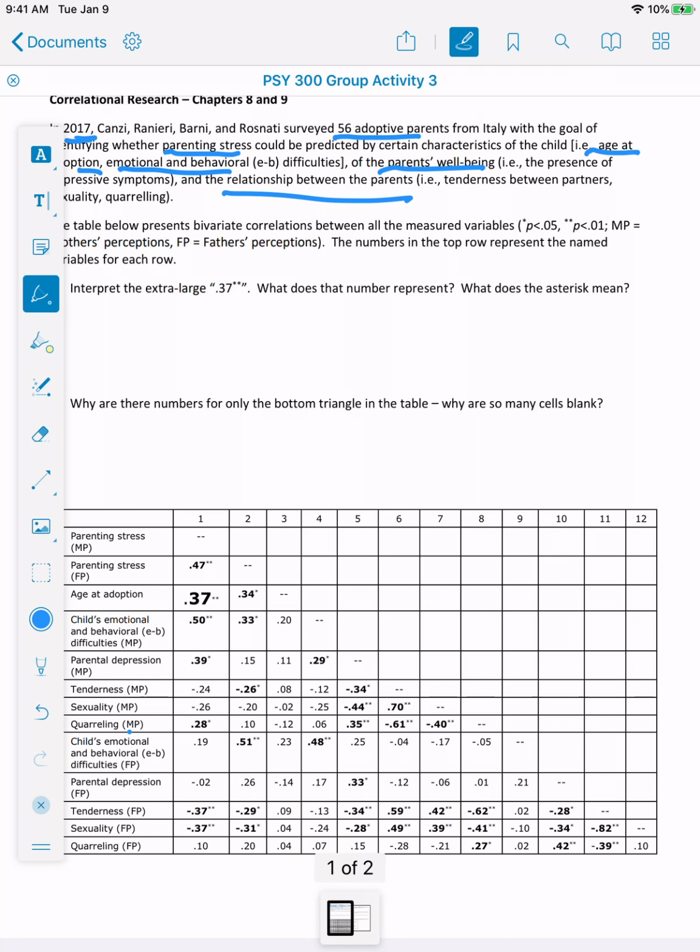If you notice, none of these measures can be manipulated. I do not have experimental control over the depressive symptoms of the parents, or the parents' well-being, or the age or emotional difficulties of a child. That's why this is an association claim. I can measure all of these things. I cannot manipulate them, be it for ethical or for obvious reasons that it's hard to assign people randomly to whether they're depressed or not.